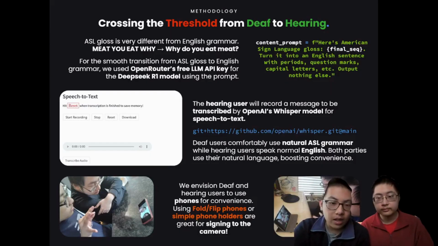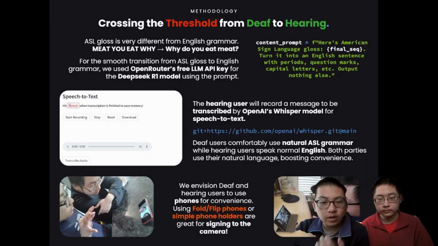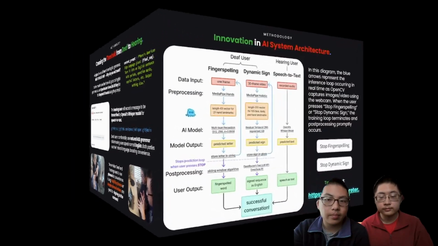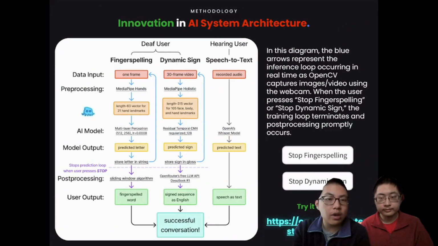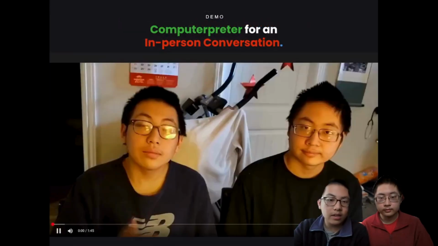Finally, on the bottom, you can see that we envision deaf and hearing users to use phones, fold or flip phones, or simple phone holders. They're great for signing to the camera. Here's the flowchart. Notice the blue arrows for the deaf user inference loop. That is the main part. Now let us look at our demo video.